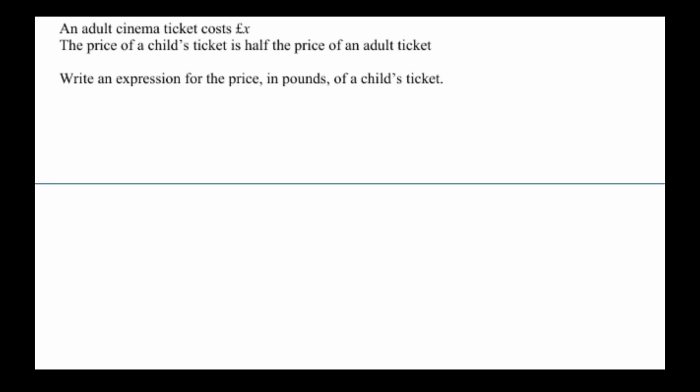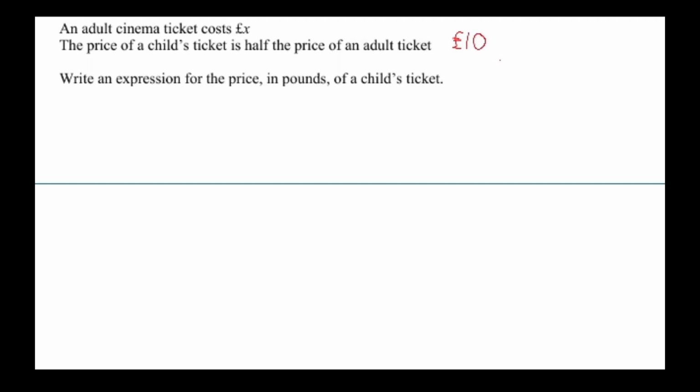An adult cinema ticket costs X pounds. The price of a child's ticket is half the price of an adult ticket. Write an expression for the price in pounds of a child's ticket. So we're going to choose a number first of all. Let's choose a nice, even, easy number like £10. So let's say the adult ticket costs £10.